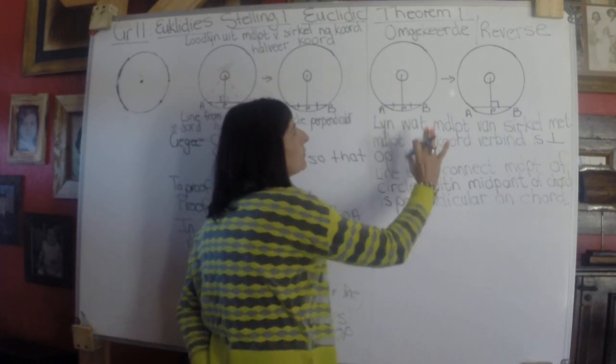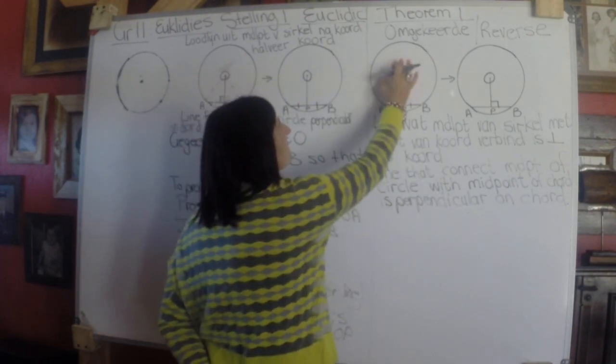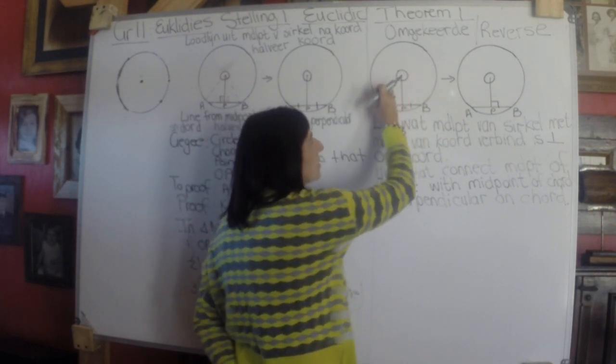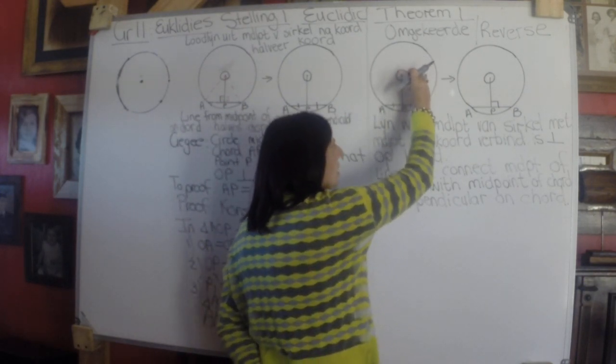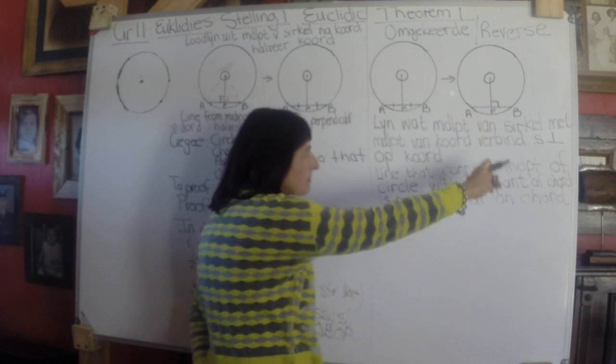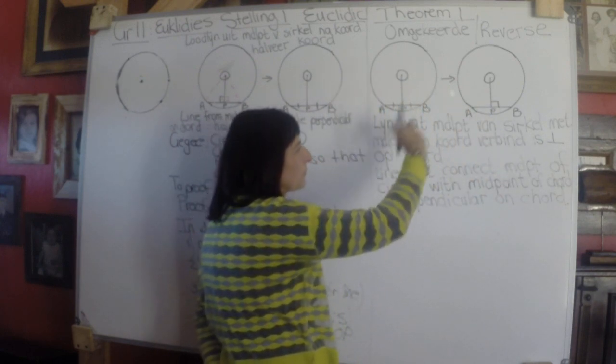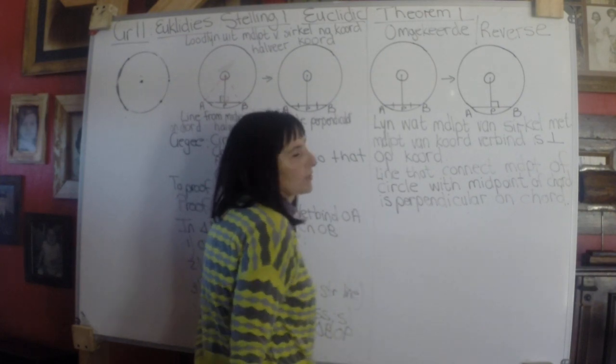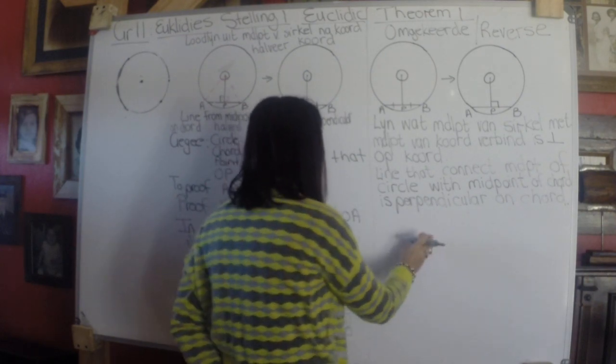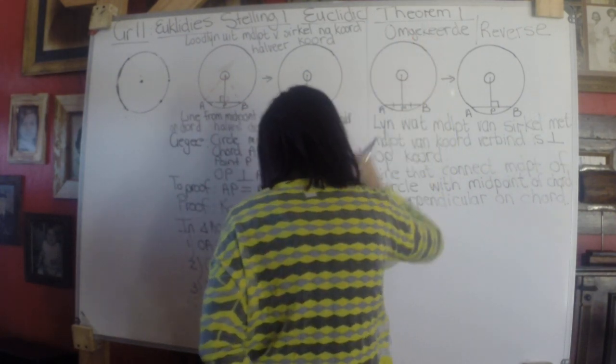You need to know that. So if you see this in a sketch, your reason is going to be the reverse of line, midpoint of circle to midpoint of chord, perpendicular on chord. Okay, you need to write the word reverse.